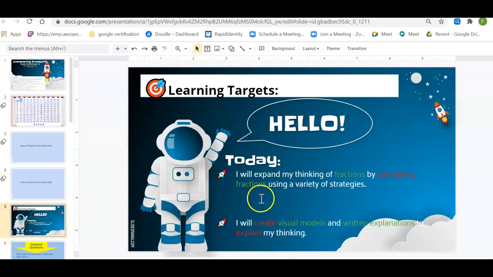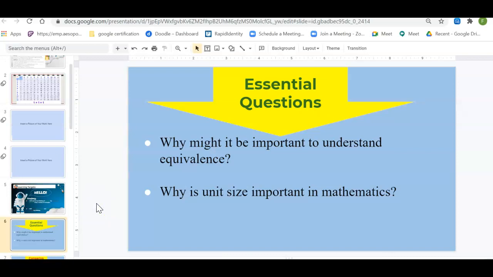Our learning targets for today: I will expand my thinking of fractions by comparing fractions using a variety of strategies, and I will create visual models and written explanations to explain my thinking. Our central questions for this unit remain the same, and we continue to build upon them. Why might it be important to understand equivalence, and why is unit size important in mathematics?